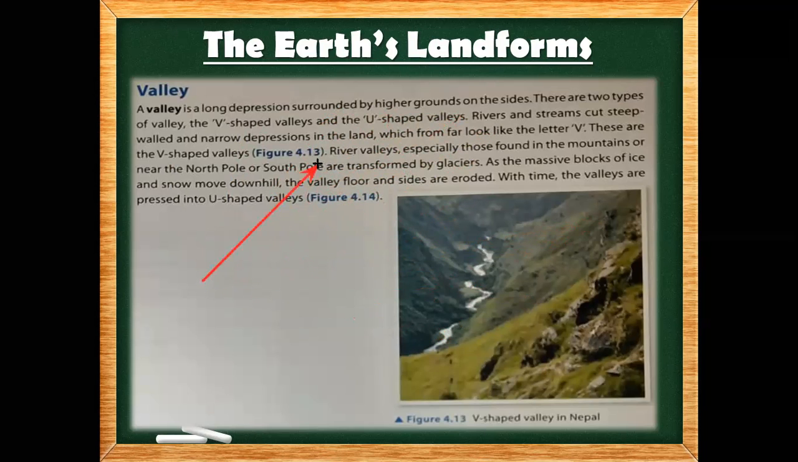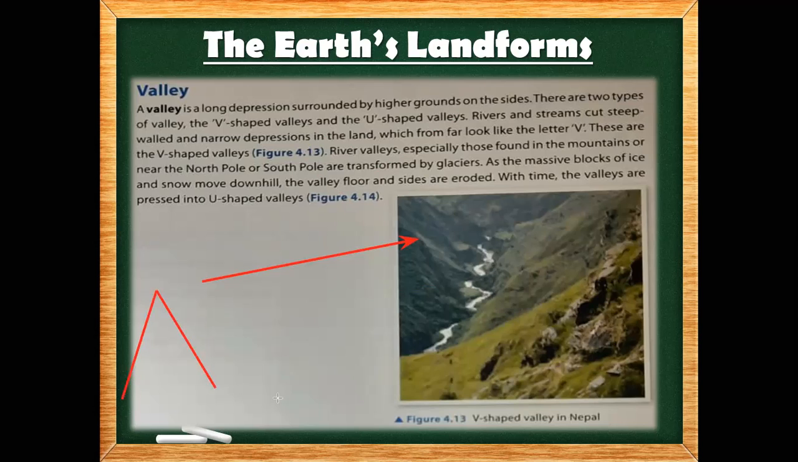There are two types of valley. Let me make the valley: there is a mountain, and there is one more mountain there. So they have higher grounds on the side, and in between we have a river. It's not necessary that there is always a river, but that area in between is just a valley.